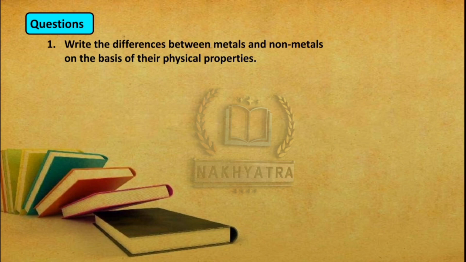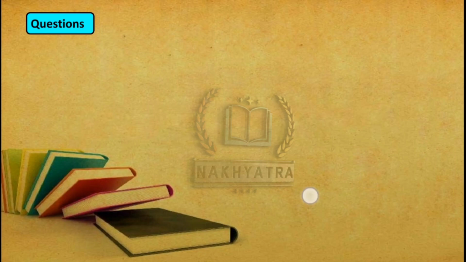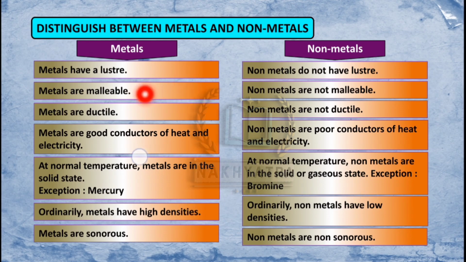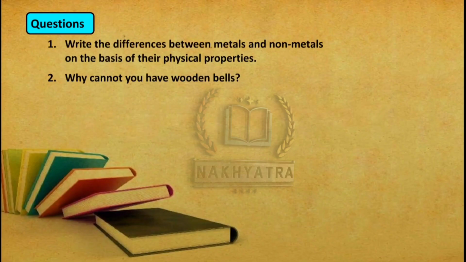Write the differences between metals and non-metals on the basis of their physical properties. We have already discussed the differences between metals and non-metals on the basis of their physical properties in our previous slide, but I'm showing you again. This is an important table showing the differences between metals and non-metals on the basis of their physical properties. So try to understand and remember it. Alright. Now let us see the second question.